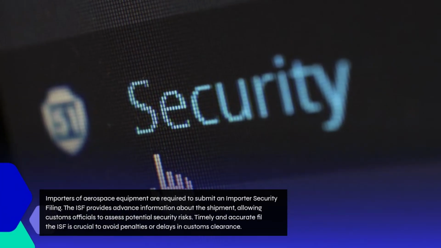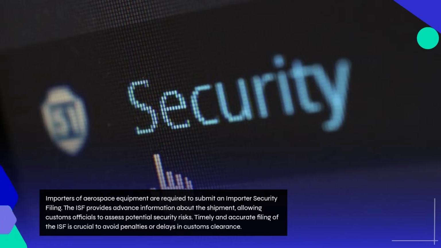Importers of aerospace equipment are required to submit an importer security filing. The ISF provides advance information about the shipment, allowing customs officials to assess potential security risks. Timely and accurate filing of the ISF is crucial to avoid penalties or delays in customs clearance.